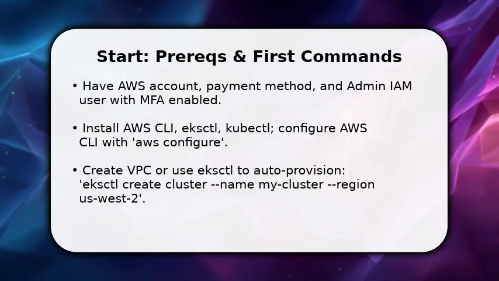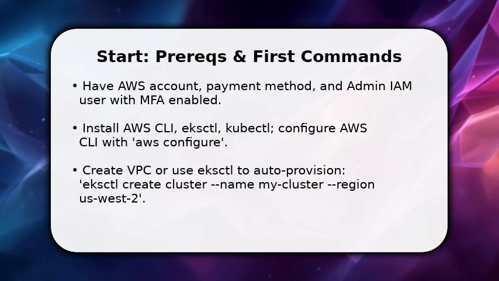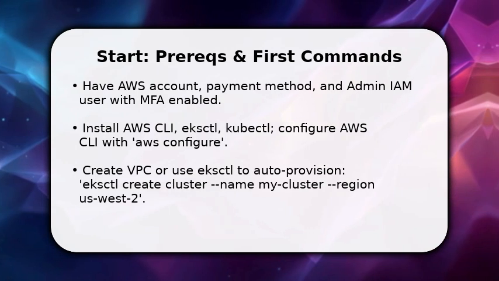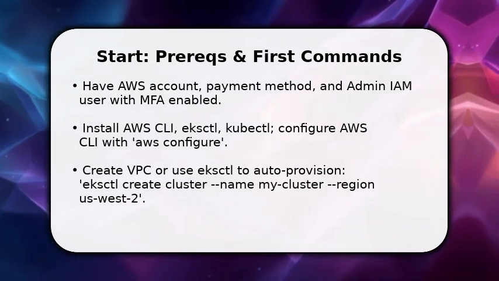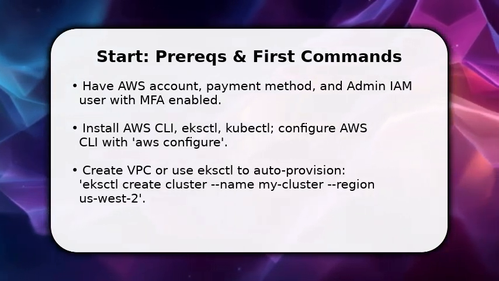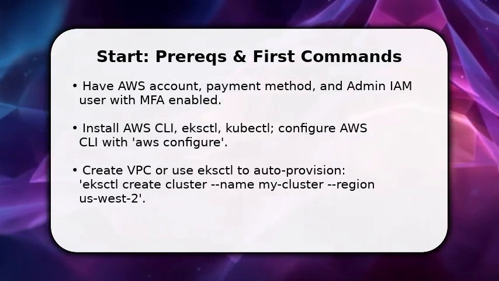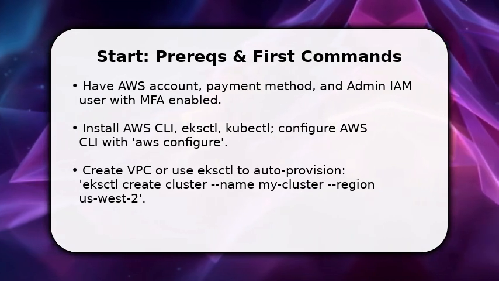You begin by ensuring your AWS account, admin IAM user, and MFA are ready. This prevents permission roadblocks later. Install and configure AWS CLI, then add eksctl and kubectl so you can control the cluster. Once done, run eksctl to create a cluster and VPC automatically.